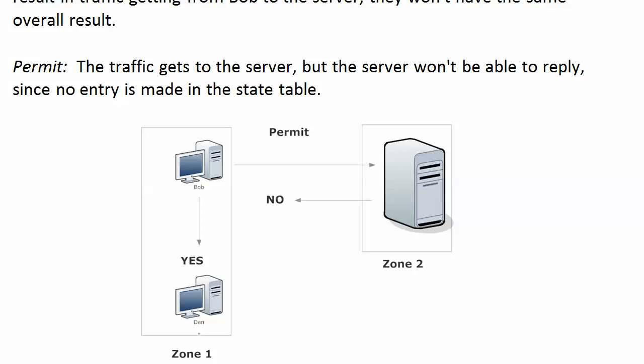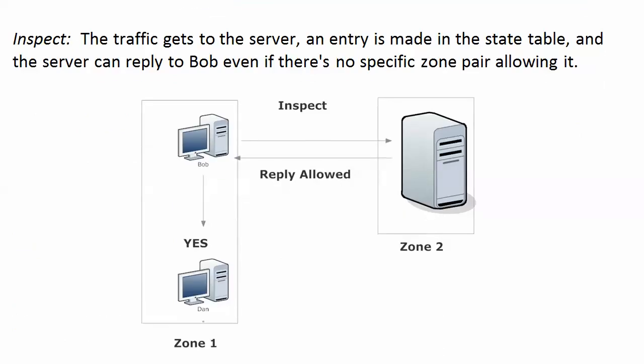Well, if we're just permitting traffic to go from Bob to the server, that does not make an entry in the state table. And if the server tries to respond with some data, the firewall in the middle of all this is going to say, no, we're not going to let that through because it's not keeping up with the state of the connections. To get that, you need inspect. The traffic would get to the server and the firewall that we have in the middle here, an entry would be made in the state table, and the server could then reply to Bob even if there's no specific zone pair that allows it.